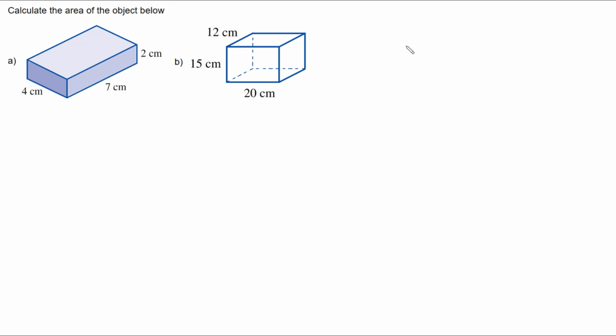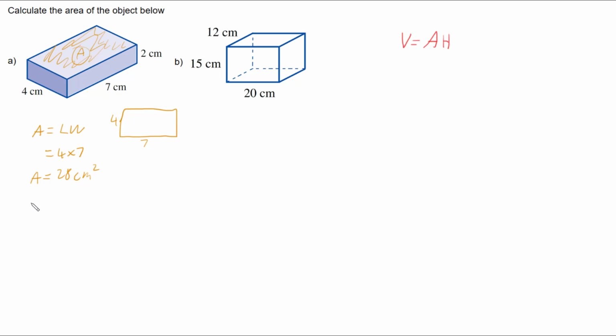Now to calculate the volume of any prism, you calculate the area of its base and then you multiply it by its height. So if we have a look at our first one, its base can be any of the rectangles, but we'll take it as this big rectangle here on top. So the area is calculated by doing length times width, and our shape here is a rectangle that is 4 centimeters by 7 centimeters. So we're going to have 4 by 7, and so our area is 28 centimeters squared.